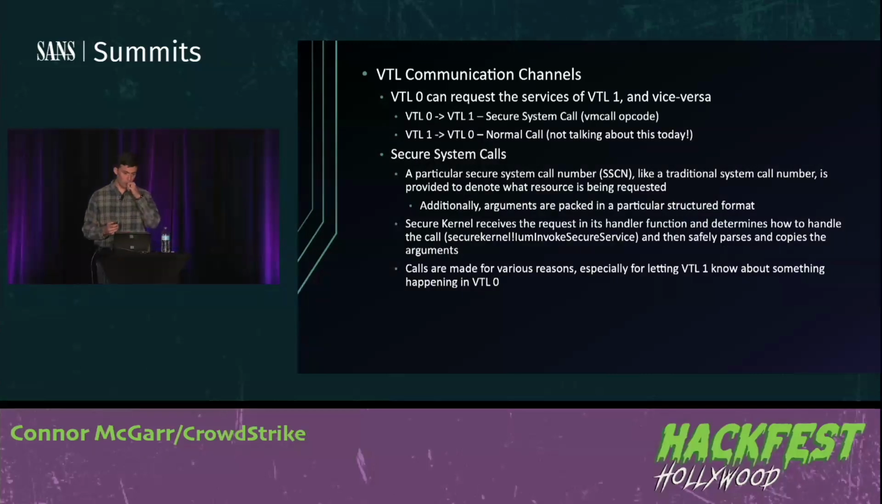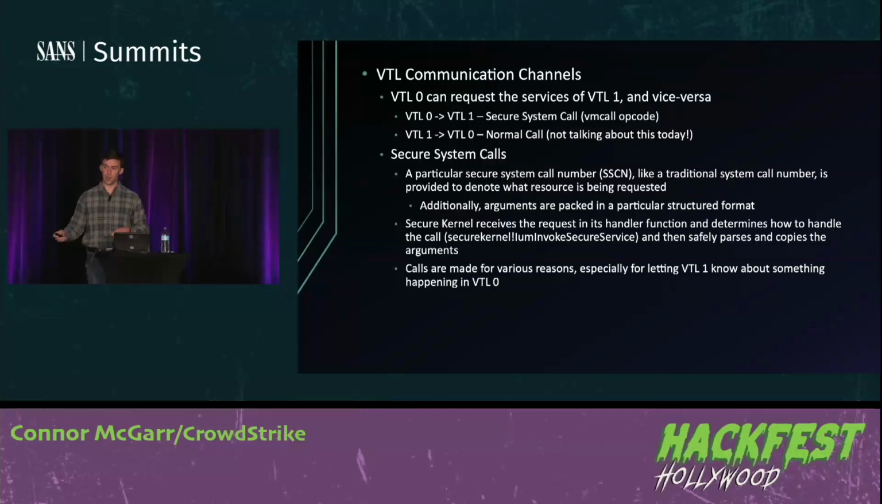And just briefly before moving on, VTL communication channels. So VTL0, which is traditional user and kernel, still sometimes needs to request the services of VTL1. This is for things like, hey VTL1, I need to let you know about this state change, as an example. So there's a mechanism known as a secure system call, which is emitted as a VMCALL opcode, which is just a hypercall. And just like a traditional system call, you load up a secure system call number.